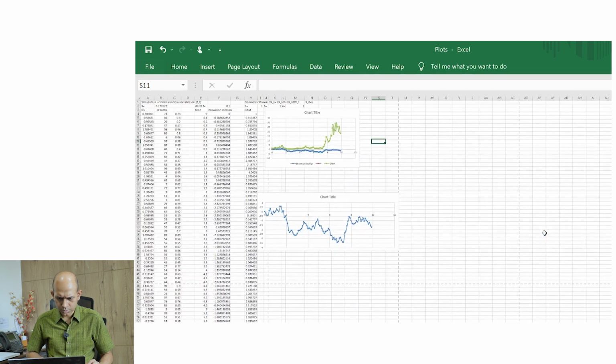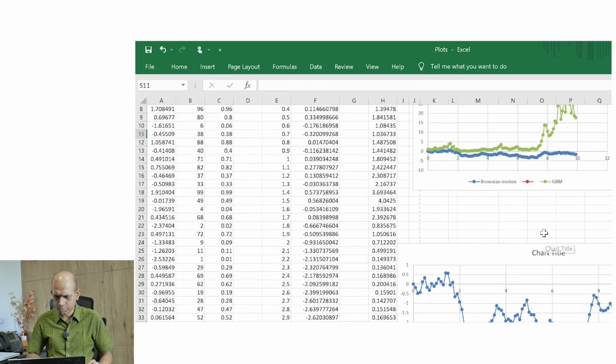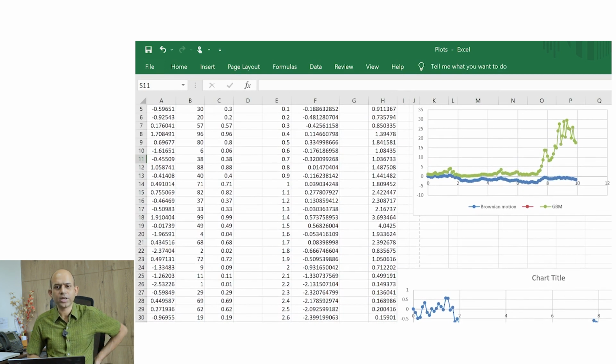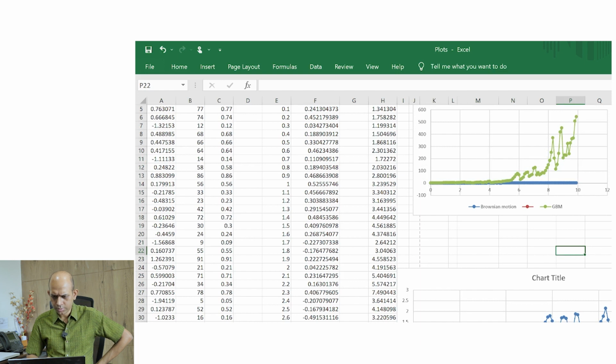So here we put both things. This is the actual dynamics of the Brownian motion, which is now appearing flat because the corresponding GBM has high magnitude. Maybe a few more runs. When Brownian motion becomes positive here, then GBM becomes too large, like 600 etc. So compared to that, this line looks pretty straight, horizontal.